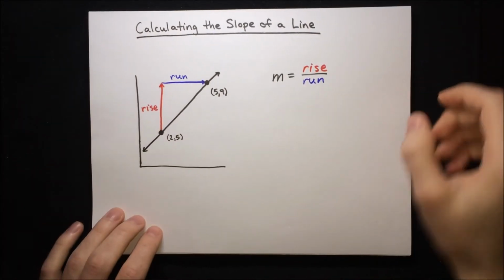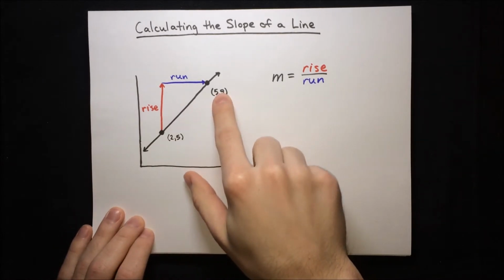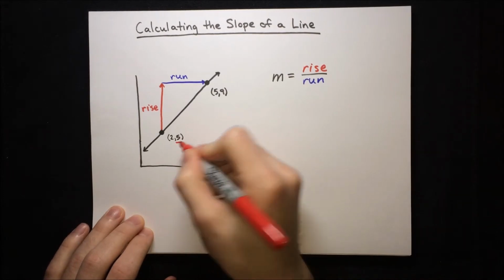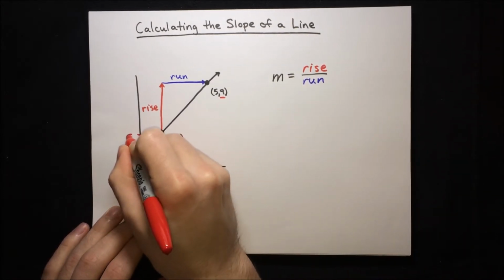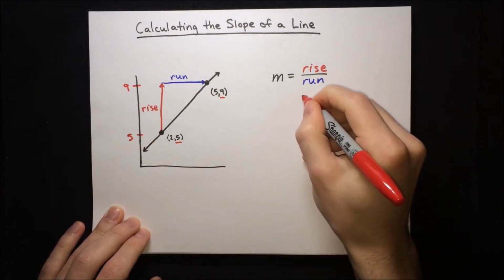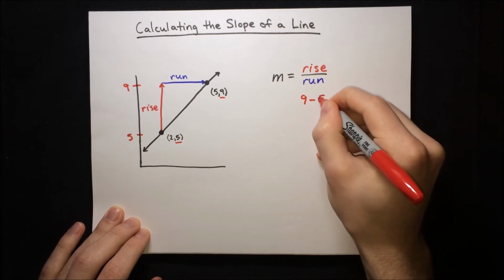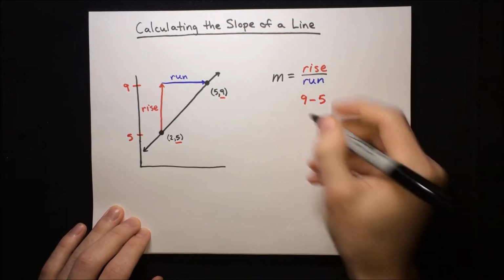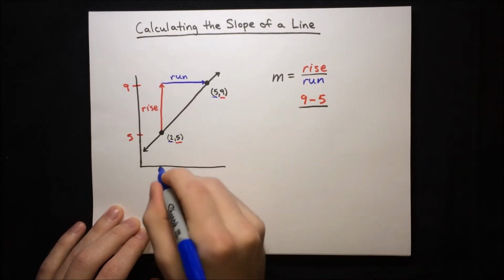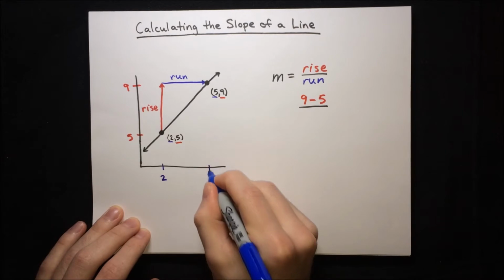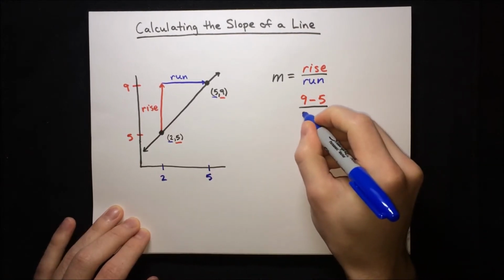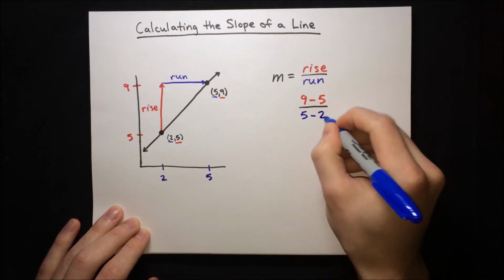Let's do a concrete example with actual numbers for the points. To find the rise of this line, we need to look at the y-coordinates 5 and 9. The line rises from 5 to 9, so the rise is just the difference, 9 minus 5. Then to find the run, we look at the x-coordinates, 2 and 5. The line runs from 2 to 5, so the run is given by the difference 5 minus 2.